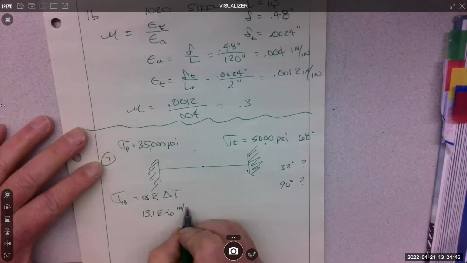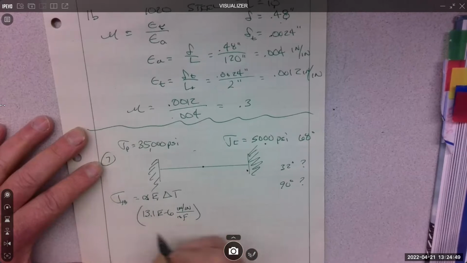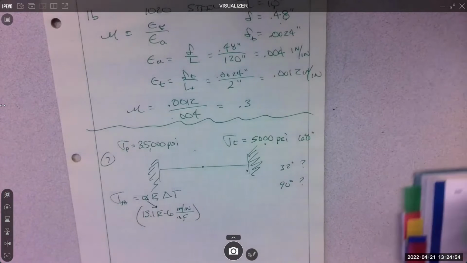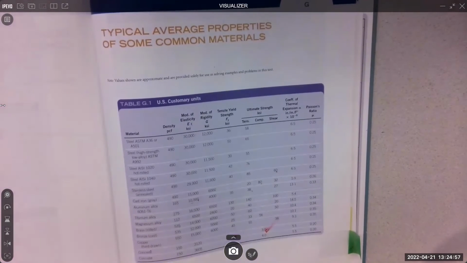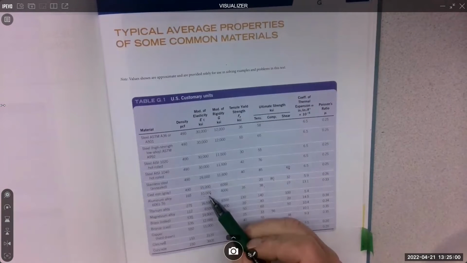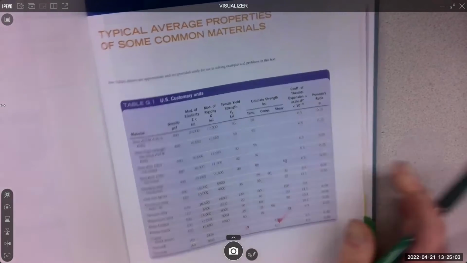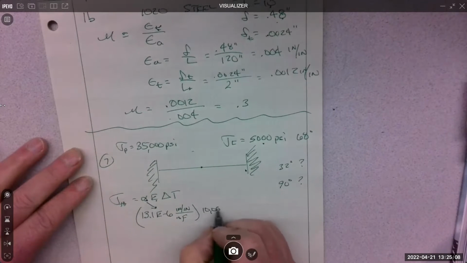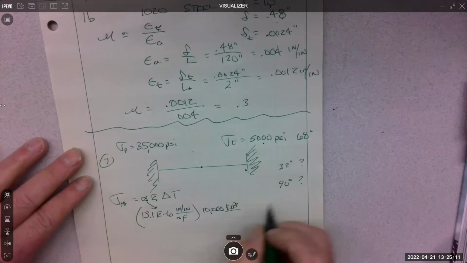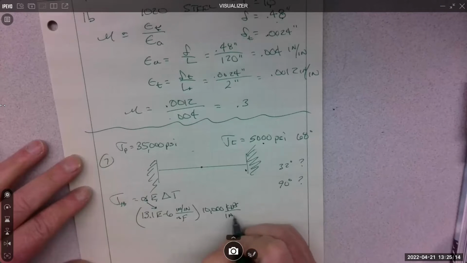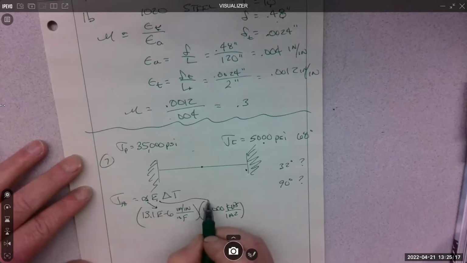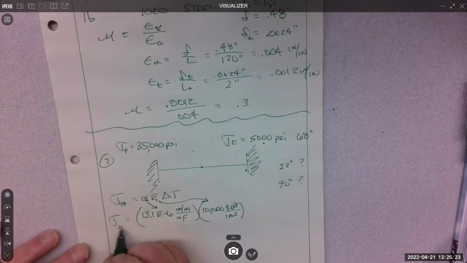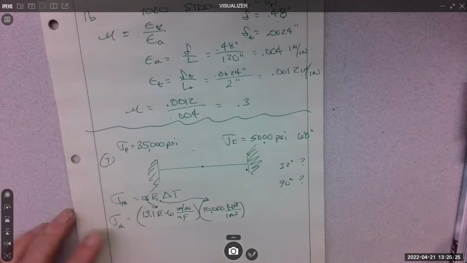That's inches per inch per degree Fahrenheit. So that is alpha. And then we need E for aluminum. Modulus of elasticity, 10,000 KSI. So 10,000 kips per inch squared. That's E. I put a little TH on stress thermal.